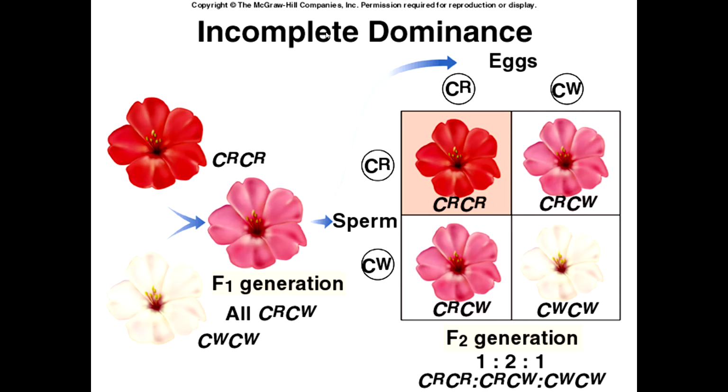So again, we could call that a 1:2:1 ratio if we wanted. The important thing to remember on incomplete dominance is don't put big A and little a, because that's going to make you think one's dominant over the other. So always put A1 and A2. Other than that, just do it exactly like your typical monohybrid cross.